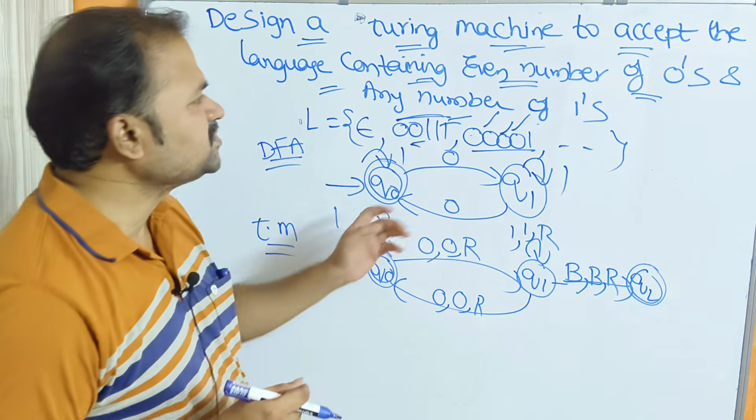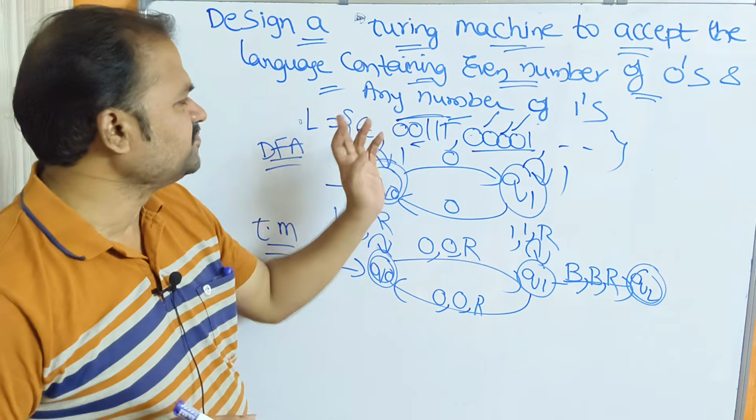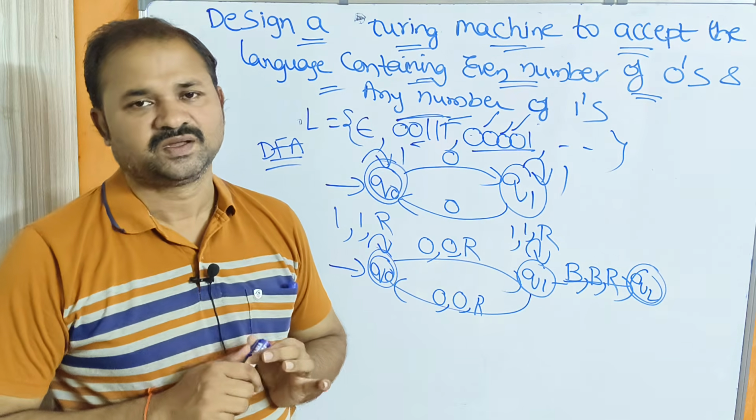So this is the Turing machine for accepting even number of zeros and any number of ones.